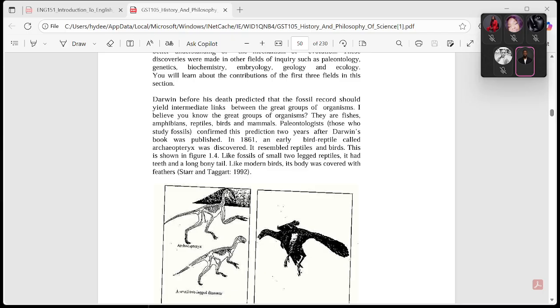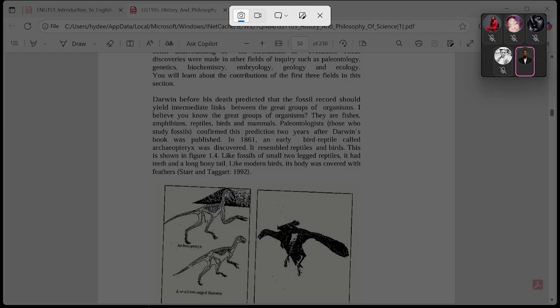Archaeopteryx, ancient wing, that's what they call it. It's a type of dinosaur. Let me show you. So this is the dinosaur. They only found the bones, so they could not get the full image of the dinosaur. From the bones, they put two and two together and were able to work out how this dinosaur looked.